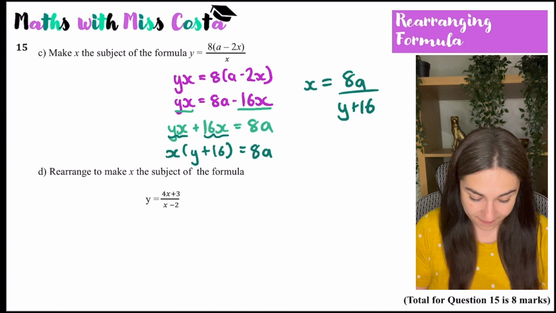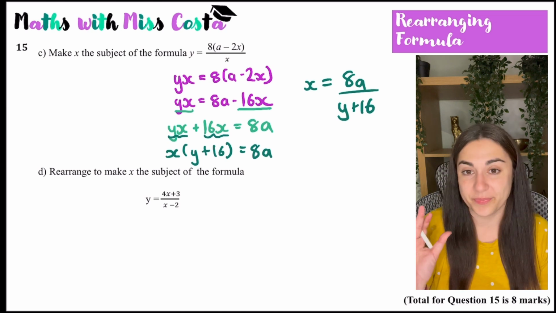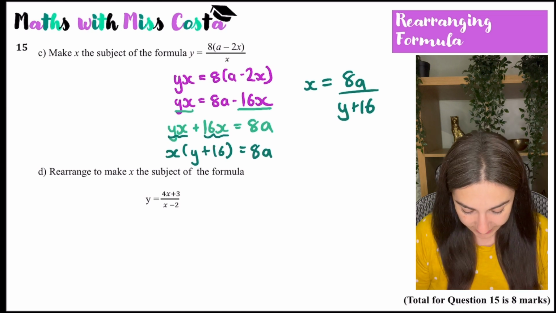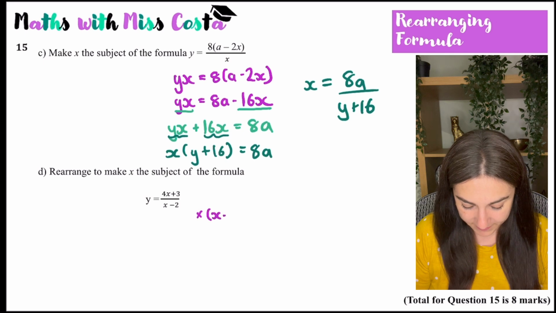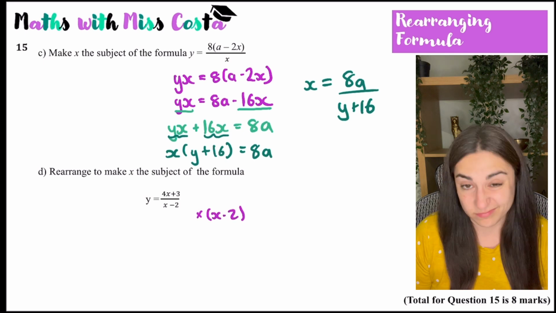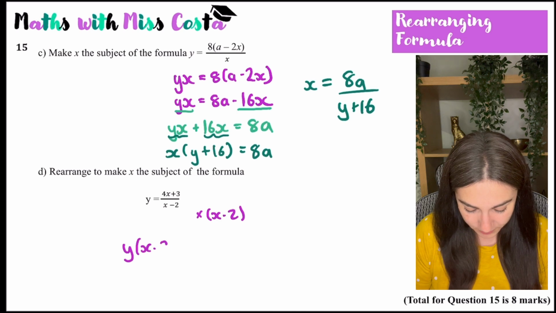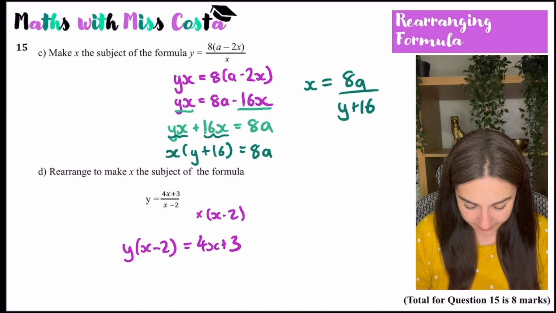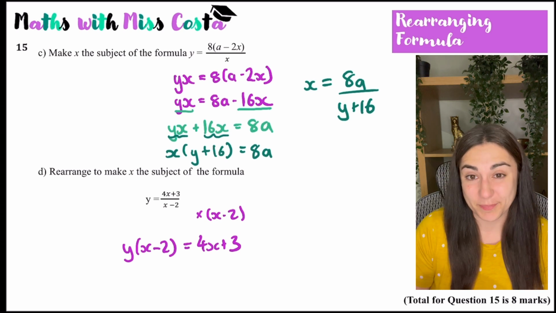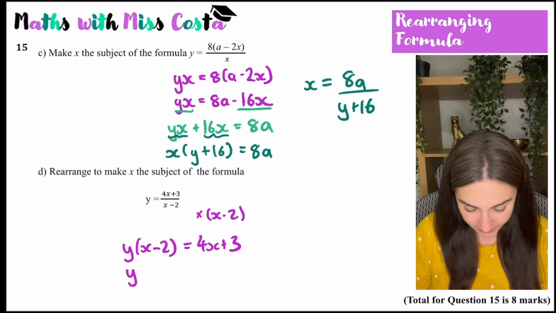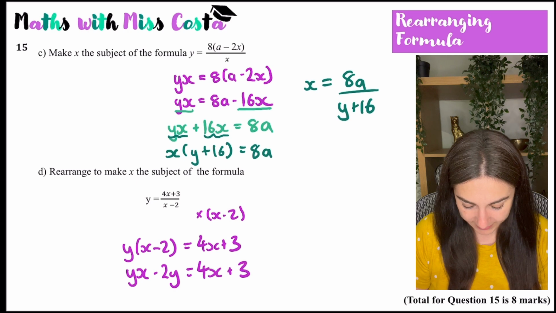So let's try that with a slightly harder one. Same principle though. So times both sides by the denominator, because that's what you want to do so that you don't have a fraction. So y multiplied by x minus 2 equals 4x plus 3. We're going to have to expand this because x is the term that we want. So yx minus 2y equals 4x plus 3.